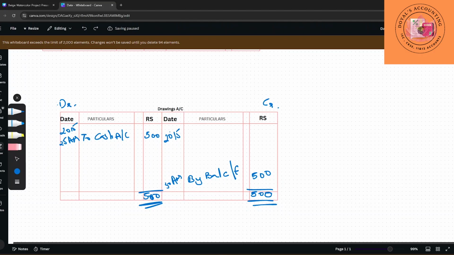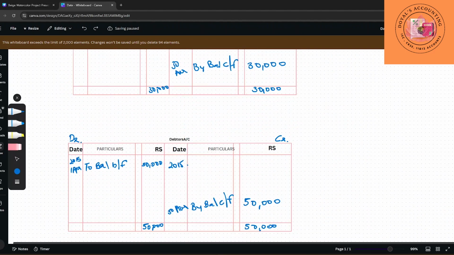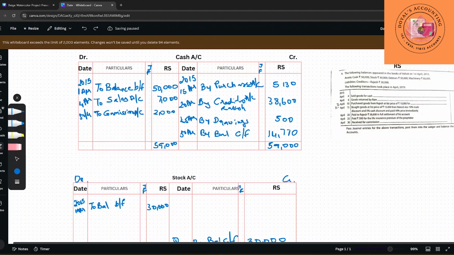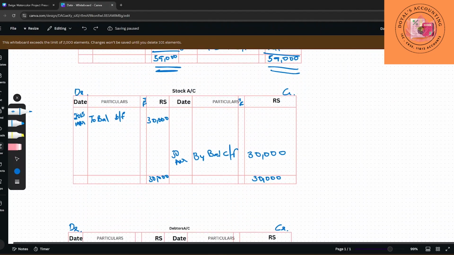So this was your procedure of how to create ledger accounts, post to ledger accounts from the journal, and balance the accounts, ensuring that the totals match. Now, in the next lecture, we will see how to prepare a trial balance. Trial balance is a statement in which all the balances are collected at one place, okay? And the trial balance is prepared from these ledger accounts.